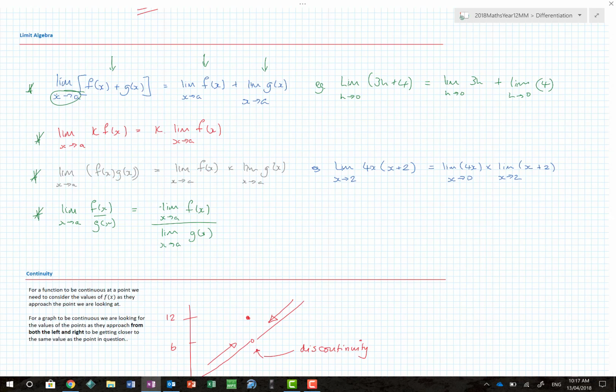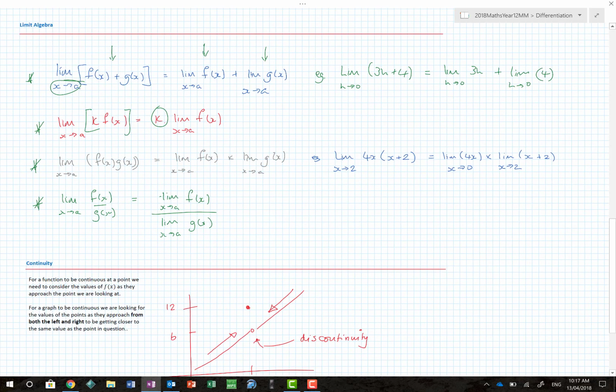They're suggesting that if you have the limit of k times a function, that constant can be moved outside to become k times the limit of the function. That seems fairly self-explanatory. And the limit of 2 functions multiplied together can be split up into the limit of the first function times the limit of the second function, and likewise the same with division. Much of this makes perfect sense.